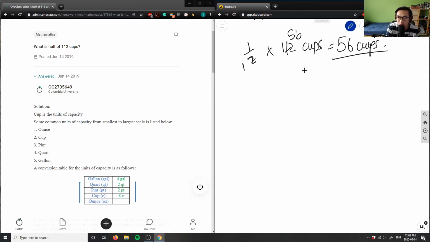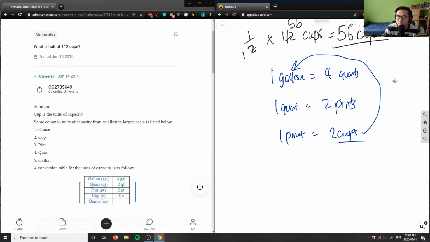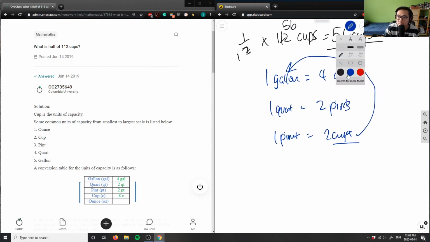So I have 1 gallon equals 4 quarts. And then 1 quart equals 2 pints. And then 1 pint equals 2 cups. So we're converting from cups all the way to gallons here. In order for me to do that, I start with 56 cups, like we solved in our equation here.